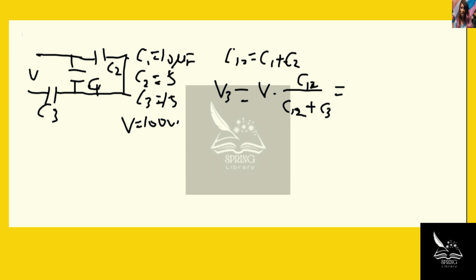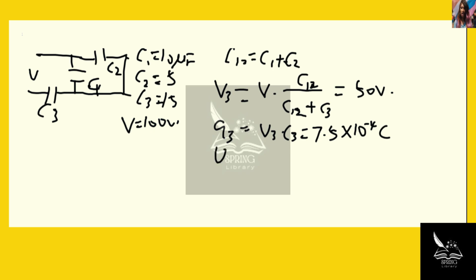So this value actually gives you 50 volts, and Q3 is equal to V3 times C3 according to the definition of capacitance. So this equals 7.5 times 10 to the negative 4 coulombs. And the energy stored in C3 is U3, which equals half C3 times V3 squared. So the value is 1.88 times 10 to the negative 2 joules.